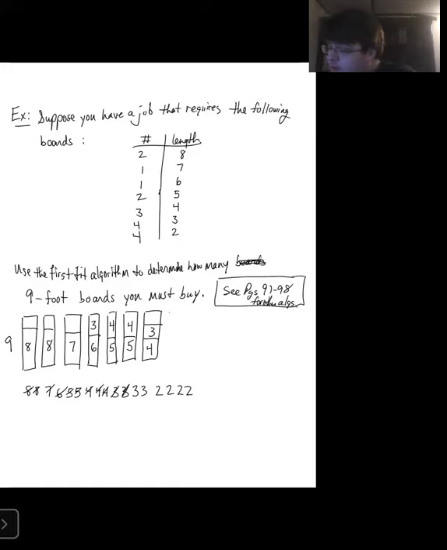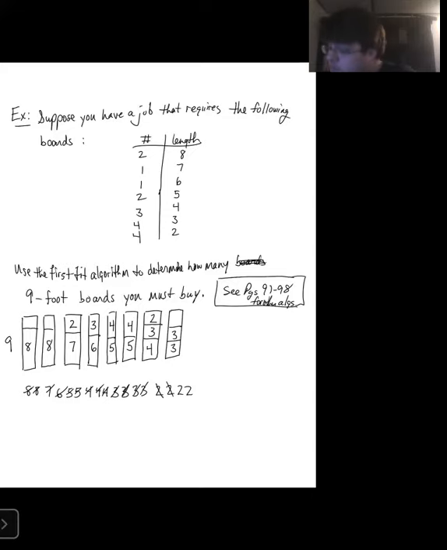We have 2 more 3s. They're not going to fit anywhere, so we need new boards for the last 2 3s. Now we have 4 2s. Now notice, a 2 isn't going to fit on the 8-foot board because we have only 1 foot left. But a 2 will fit there. A 2 will fit there. 4 plus 3 plus 2 is 9.